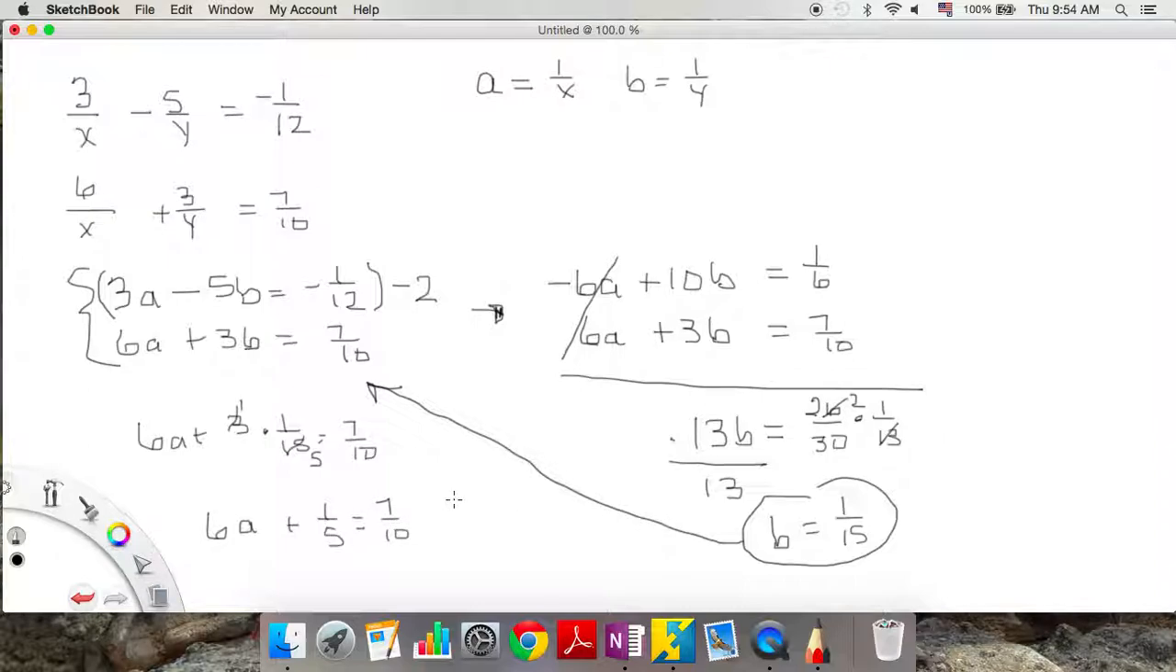So if we subtract the 1/5, we get 6a equals 1/2, which means a is 1/12. So now we have a is 1/12 and b is 1/15. Well, what does that mean x and y are?